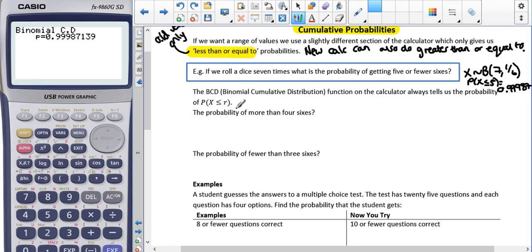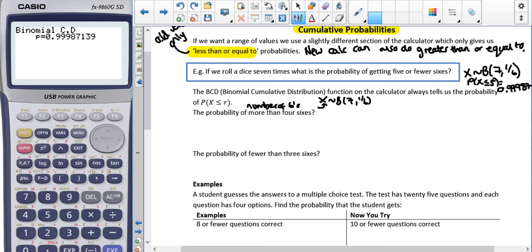So if we had the same one here, same question, but we're having a look at the probability for more than 4 6s. So remember that we're still using X squiggle B 7, 1 out of 6, and our X is meaning the number of 6s. And we're looking for the probability that we have more than 4 6s. We have to change this. Now we have to change it differently depending on which calculator we're using.